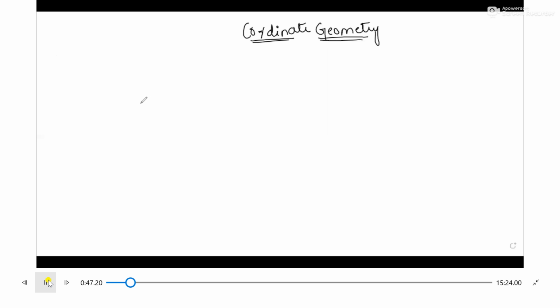Today the topic which we will discuss is coordinate geometry, and the subtopic which we will discuss is how to find the distance when two coordinates are given.